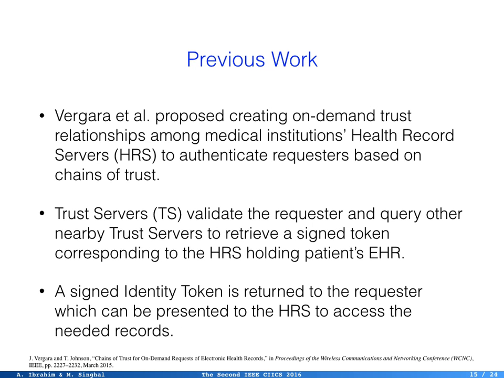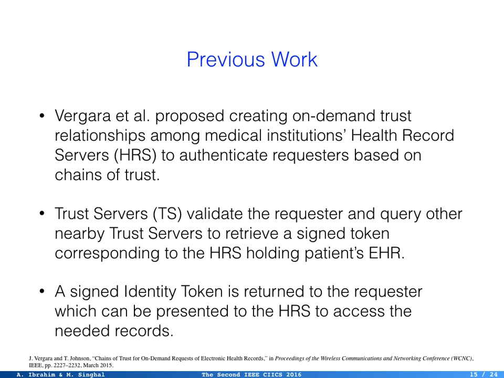Vergara and others proposed creating on-demand trust relationships among medical institutions, healthcare record servers to authenticate requesters based on chains of trust. Trust servers validate the requester and query other nearby trust servers to retrieve a signed token corresponding to the health record server holding the patient's EHRs. When a trust server finds the required health record server, a signed identity token is returned to the requester, which can be presented to the health record server to access the needed records.